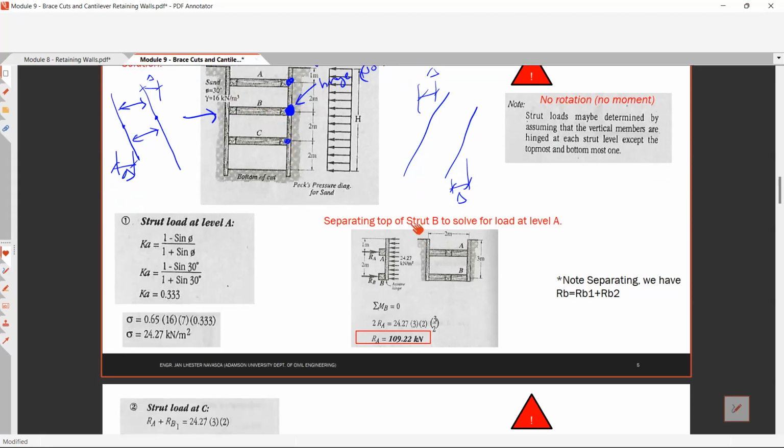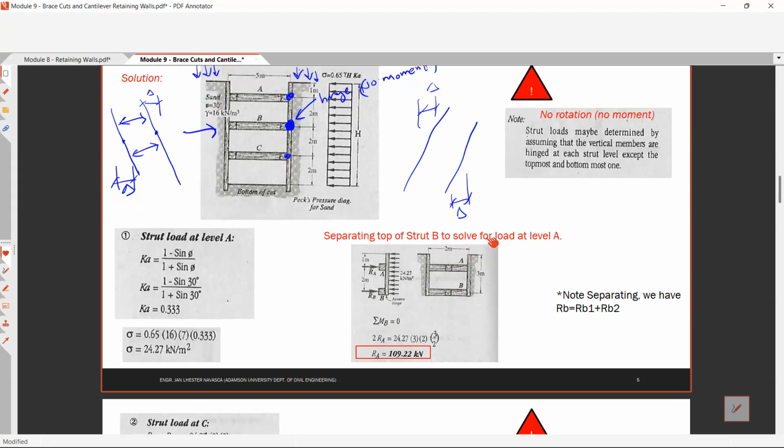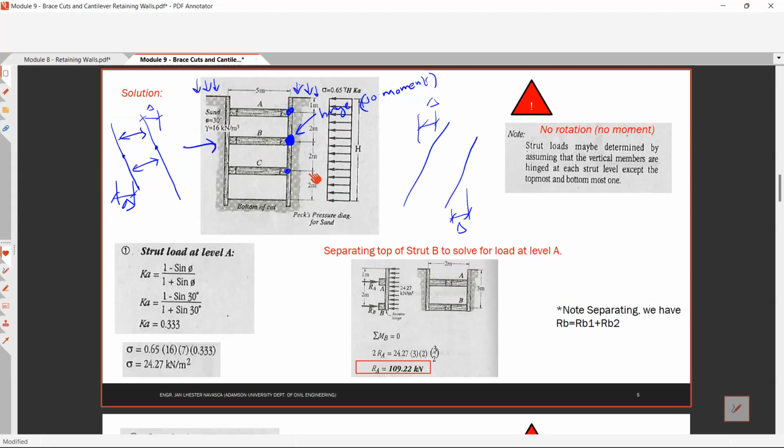So separating the top strut, B, to solve for the load at level A, we cut here at the hinge. We can cut at the hinge because there is no rotation, no moment. If you recall the theory of structures, we can cut here when there is no moment, meaning we have no internal moment to consider. So considering the top, we have RA and RB1. This should be RB1. Okay.